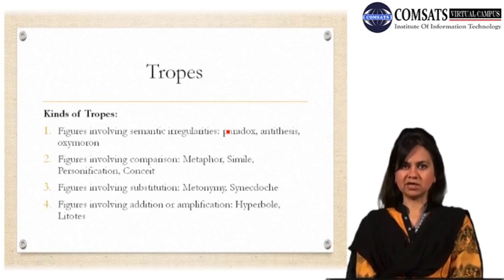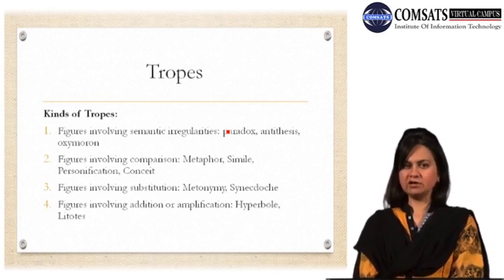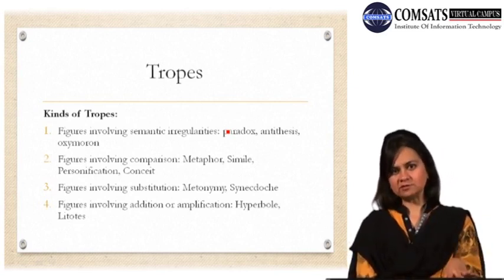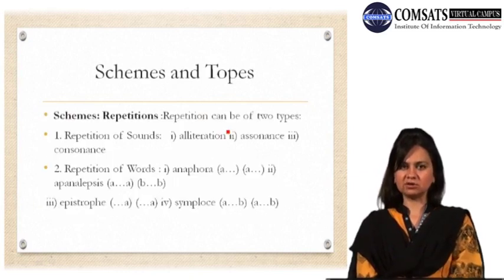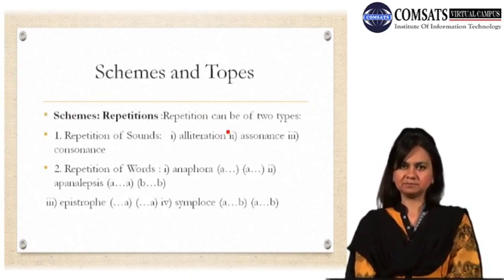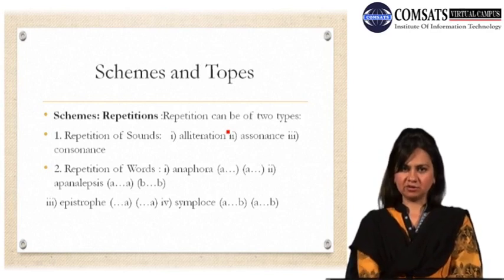So for the sake of introducing ourselves to what the tropes and schemes are, which come under the broader heading of parallelism and deviation, and become the figures through which a writer foregrounds any aspect in writing, we confined ourselves to these four types of tropes and these two types of schemes or repetitions. So this is the recap of the whole course that we studied.